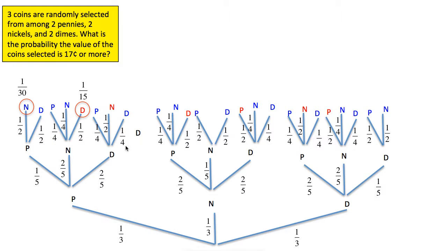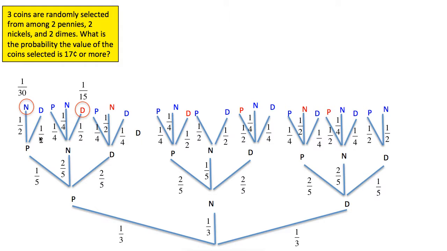Things get a little tight in the third level, which represents the selection of our third coin of the 3 coins being selected. But the logic is the same. If the first coin is a penny and the second coin is a penny, then there are no pennies left, since we had only 2 pennies to start with. So the third coin would have to be a nickel or dime. Both nickels and both dimes are left, so that's 2 chances in 4 that it'll be a nickel, 2 chances in 4 it'll be a dime.